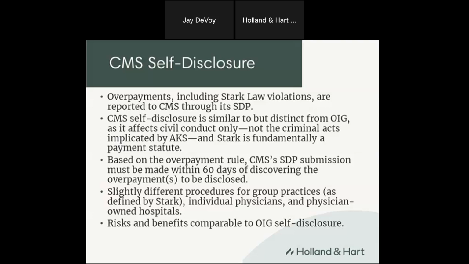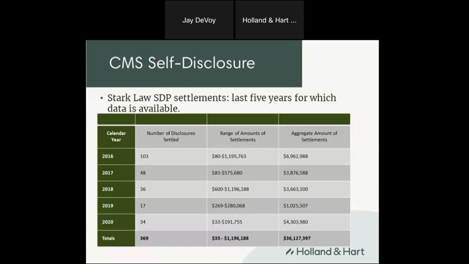Unfortunately, the last year for which data is available is 2020, but that still is a useful guide mark to figure out which cases would qualify for self-reporting. So as we see here, we have this table. It's derived from information that's available on CMS's website, and you see the amount of disclosures that are settled and the range of settlements that are resolved in the course of each year for the last 5 years, from 2016 through 2020. I should say the last 5 years for which data is available.